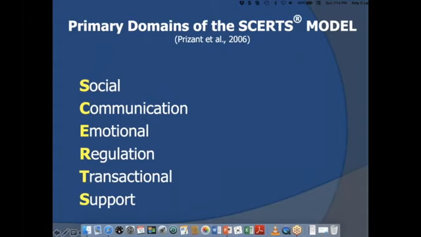So let me just give you what the acronym stands for, because you can't have a model of education in special education without having an acronym. It's a silly joke, but it's actually true. Think about every model of education you know, and they all have acronyms, and we are no exception. So SCERTS stands for social communication, emotional regulation, and transactional support. Those are the 3 primary domains of the model.